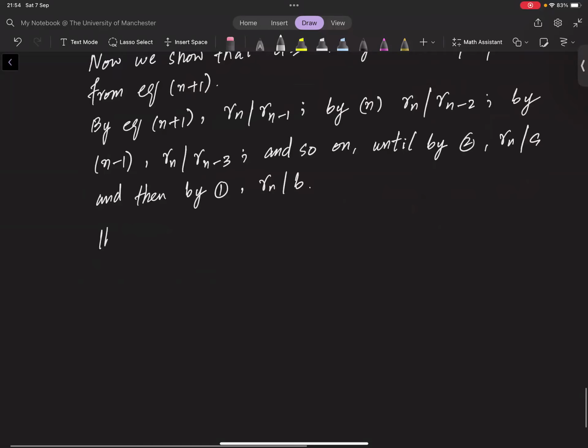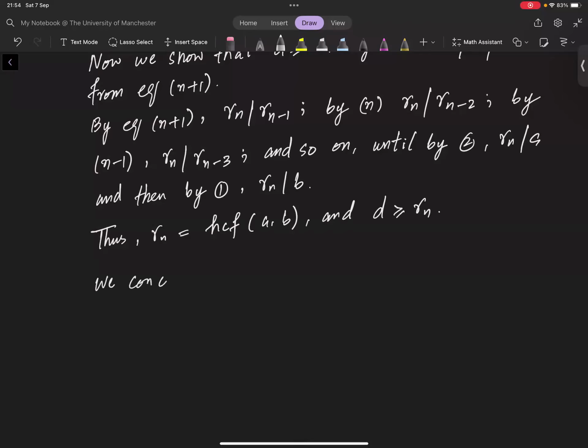Okay, thus Rn is HCF of A comma B, and D is greater than or equal to Rn. We conclude that D is Rn, and we have the proof is complete.